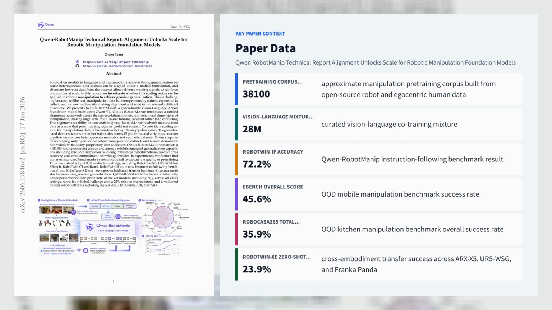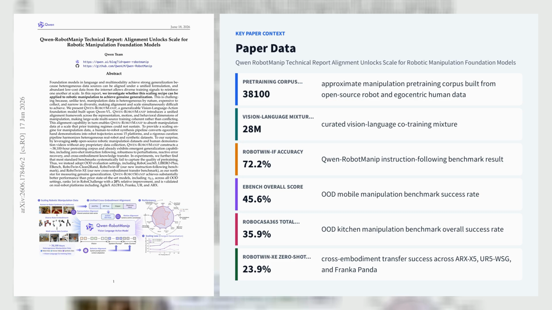Let's explore the third paper, Qwen Robot Manip Technical Report: Alignment Unlocks Scale for Robotic Manipulation Foundation Models. Qwen team's Qwen Robot Manip Technical Report argues that robotic manipulation foundation models only scale when heterogeneous data are first aligned, then expanded. Built on Qwen VL and Qwen 3.5 4B, the system couples a vision language action backbone with a flow matching diffusion transformer and unifies manipulation under a canonical 80-dimensional state action space, camera frame delta end effector poses, and in-context policy adaptation.